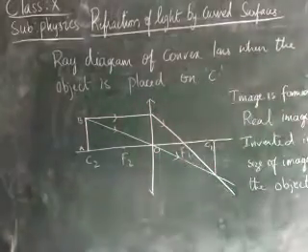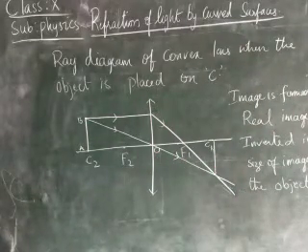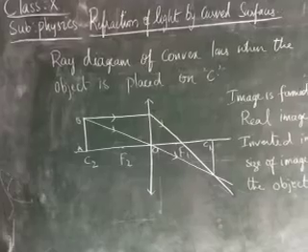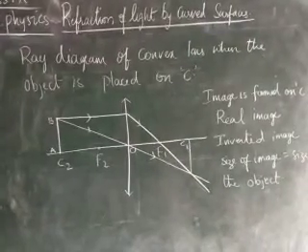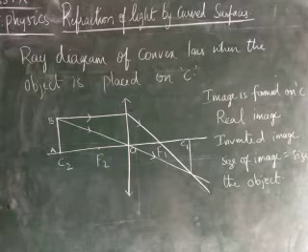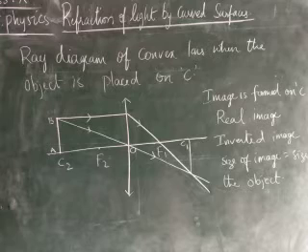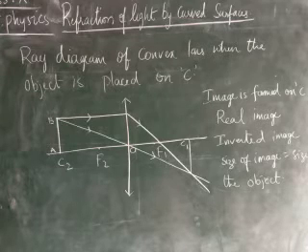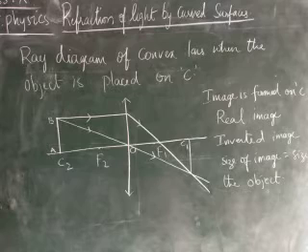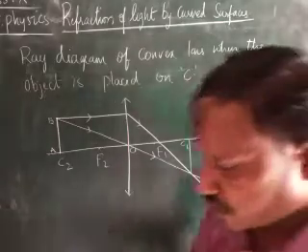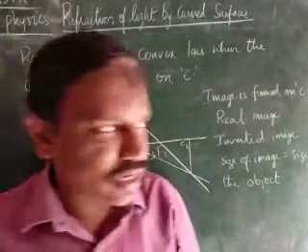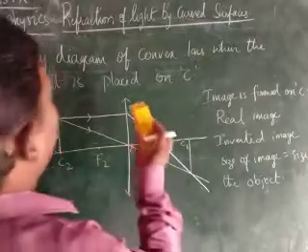Okay, children. Therefore, here we have seen that when the light ray is passing through the optic center, it is undeviated. That is the second rule. And the third rule is that when a light ray travels parallel to the principal axis, after refraction it passes through the focal point. Therefore, as the two light rays meet exactly at C, this is the ray diagram when the object is placed on C.